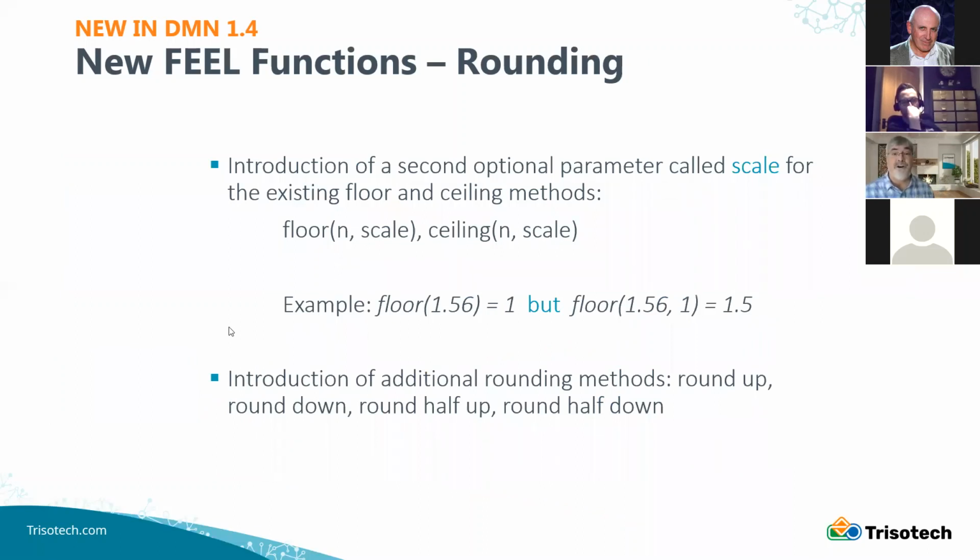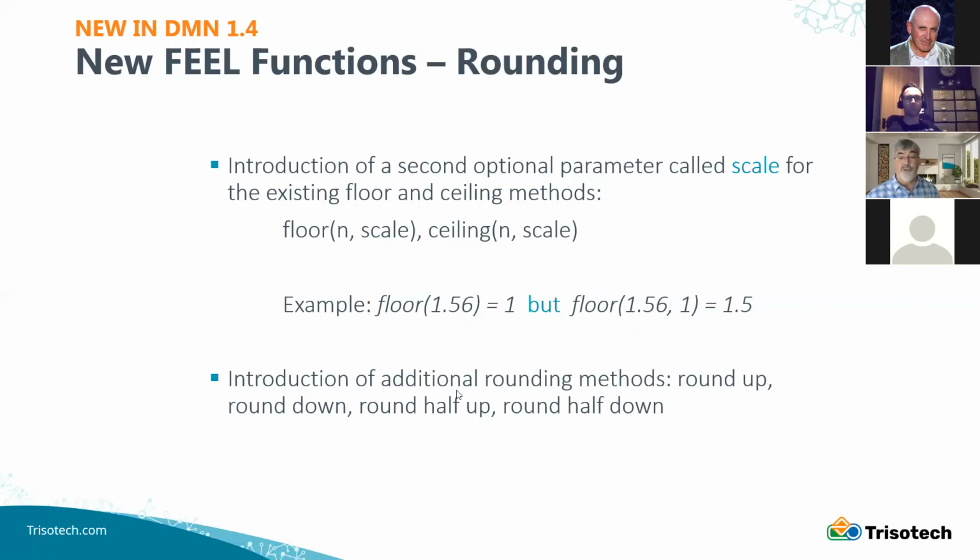Another set of new fill functions that were introduced are around the notion of rounding. So the first thing that was done is that we added a new signature for floor and ceiling that added an extra parameter so that you can add basically a scale so that you can now, as the example shows here, if you're doing the floor of 1.56, the answer would be 1. But you can also now say floor of 1.56, 1, and that will give you 1.5. So it's a second signature for the same function.